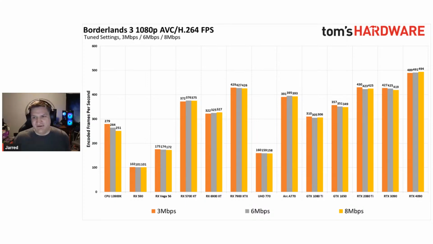Does it really matter that the RTX 4090 is getting nearly 500 frames per second on encoding? Not for live streaming, but if you were archiving videos and you didn't care about maximum quality, you just wanted to do it fast, you could potentially use GPUs to crank through them really quickly.